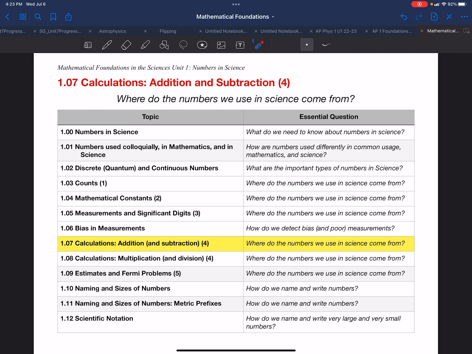In this installment, we're going to look at calculations, in particular, addition and subtraction. And this is the fourth source of numbers. We began a quest to understand where numbers come from in science, that we use them, and the fourth source of those numbers is calculations. Some of them come from subtraction.